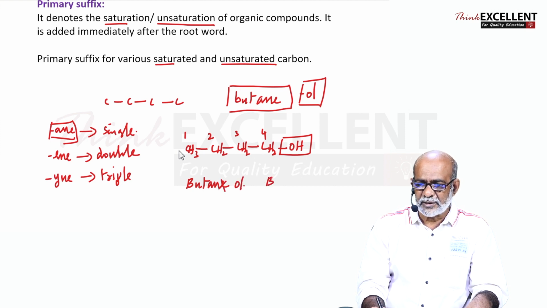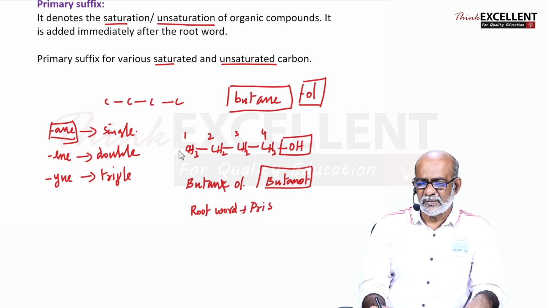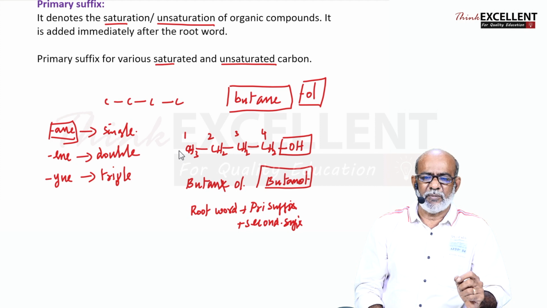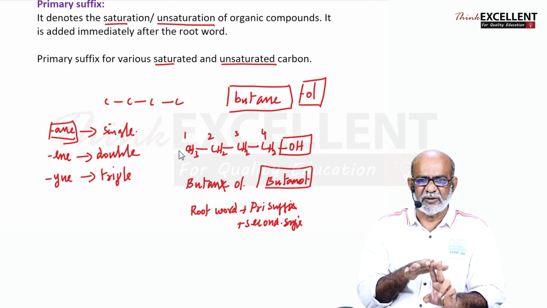So the correct name is butanol. Here first you write the root word plus primary suffix and secondary suffix. Here the root word is nothing but the longest continuous carbon chain. Here the 4 carbons, that is but. Then the suffix: there are two suffixes, primary and secondary. First you should write the primary suffix after the root word.